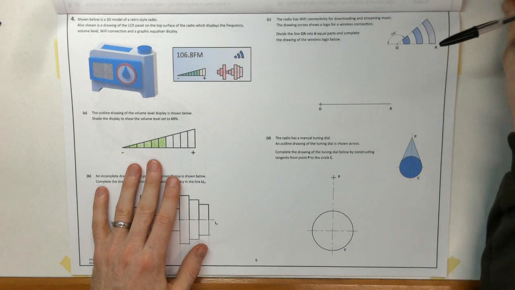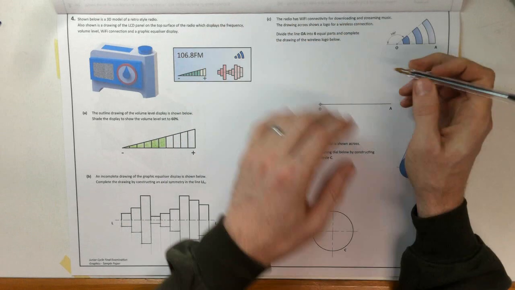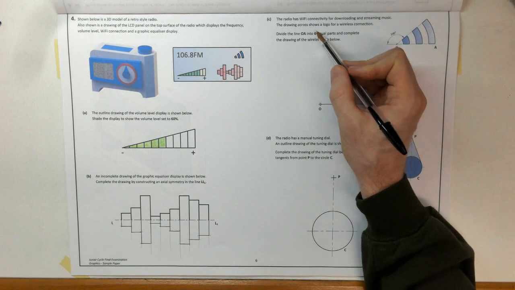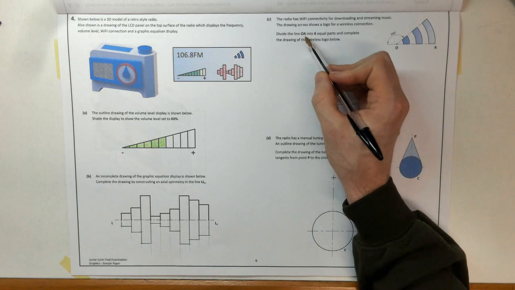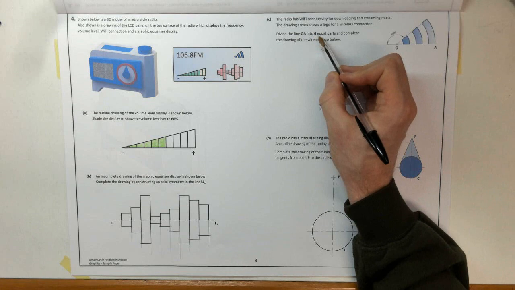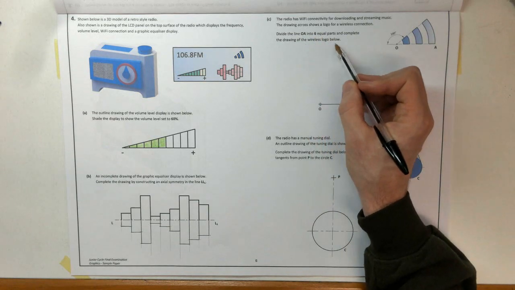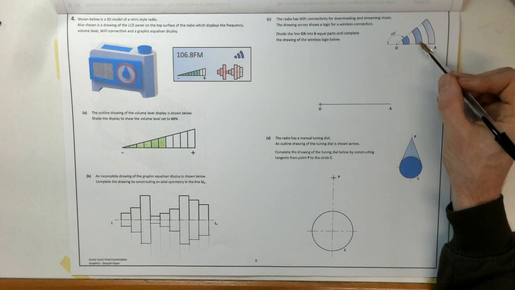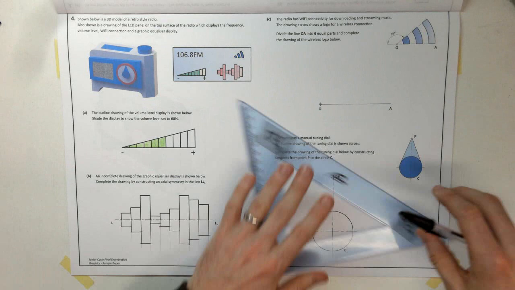Okay, so that's a mirror image there, and there's nothing about shading or rendering, so I can complete question B, or part B. Part C, the radio has Wi-Fi connectivity for downloading and streaming music. The drawing across shows the logo for the wireless connection. Divide the line OA into 6 equal parts and complete the drawing of the wireless logo. So we want to recreate this. We can see 1, 2, 3, 4, 5, 6 parts. So let's divide that line up first of all.